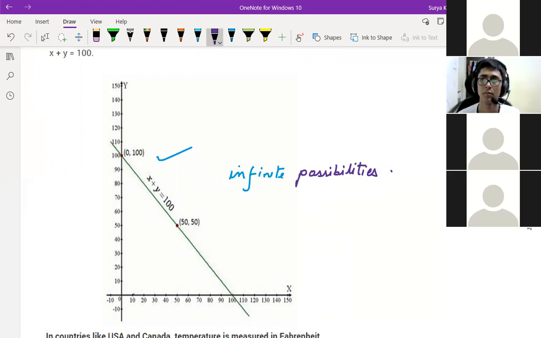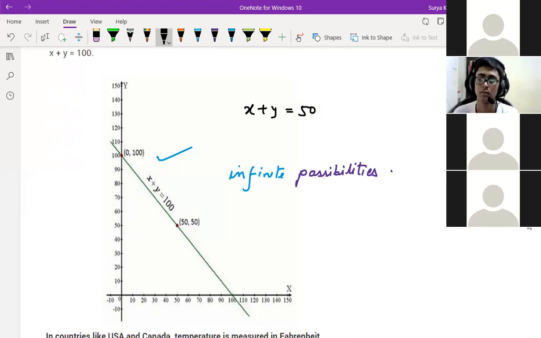See here, if you match 10 here, see, dotted. See, this point is what? 10, 90. You can match so many points, okay? You can match so many points, so answers are infinite. But if they give the question like this, x plus y is equal to something, suppose they have given 50.